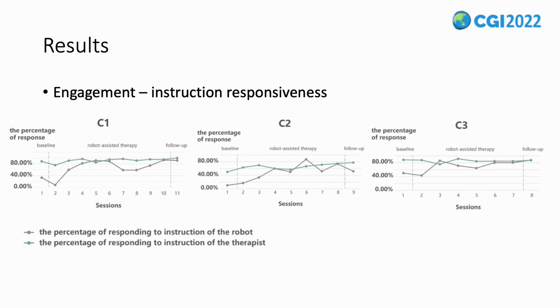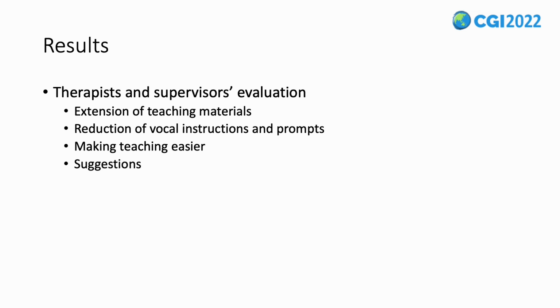We also found that children's responsiveness to the instructions of both Yang and therapists greatly improved. The experimental results show that the child model improved children's skill learning, social interaction, and engagement level. Besides that, therapists and supervisors evaluated that the robot extended the teaching materials, reduced their vocal instruction and prompts during the teaching, and made teaching easier. They also gave suggestions for the future design of the robot.